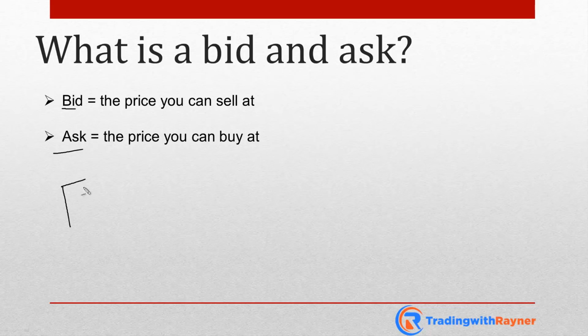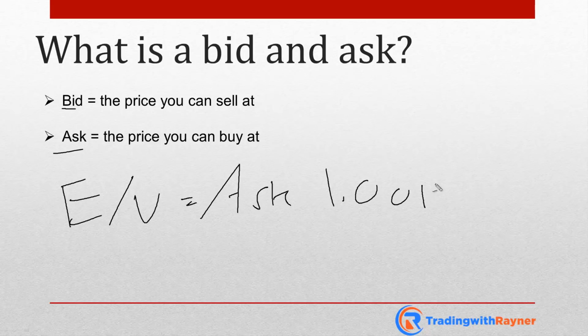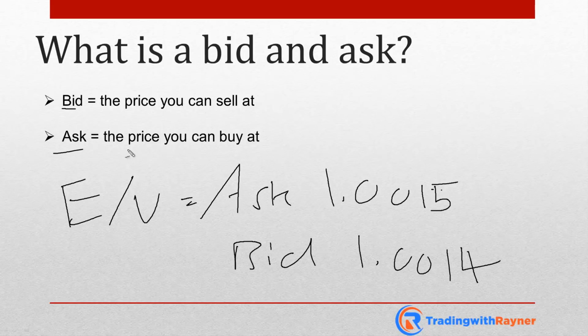So let's say again euro dollar. Let's say the ask is at 1.0015, and the bid is at 1.0014. If you want to sell euro dollar right now, you will sell it at this price. If you want to buy euro dollar right now, you buy it at this price. So depending on your trade direction, you are being offered different prices when you're trading. This is what I mean by the bid and the ask.